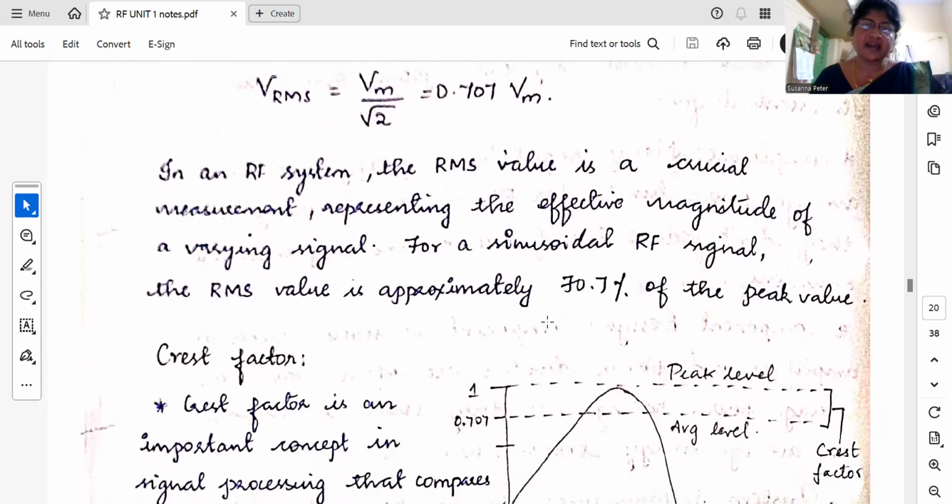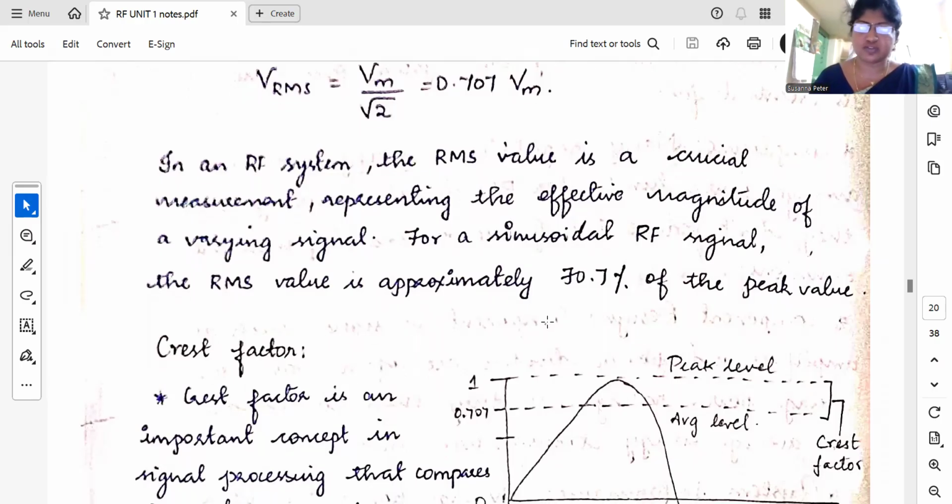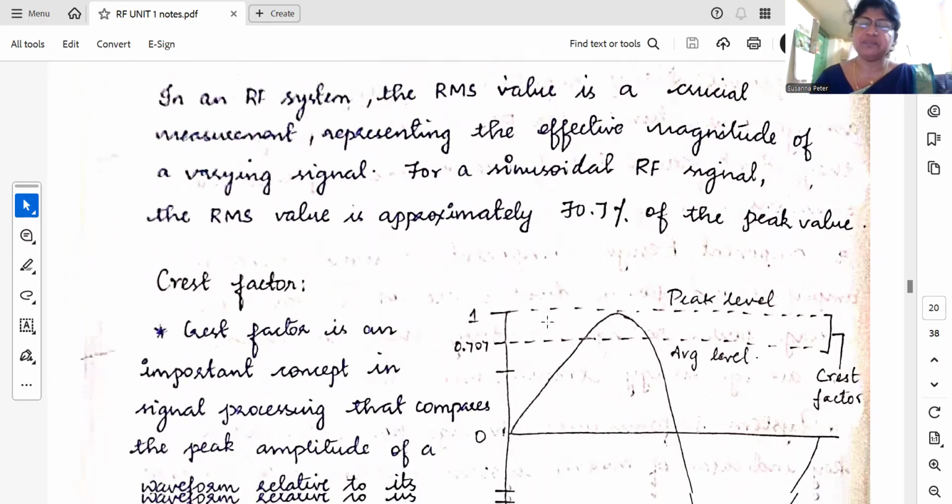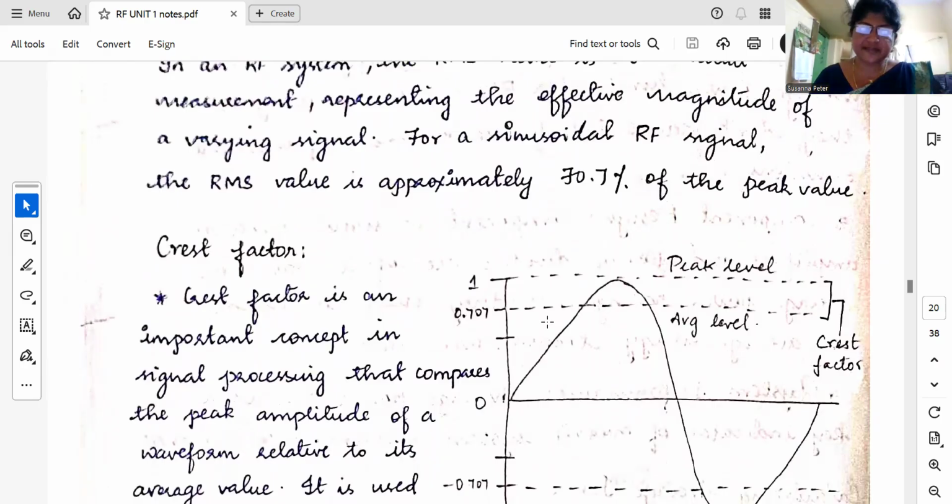Spectrum analyzers, you would have seen in your laboratory, and also power meters. Power meters, in your first year lab, you would have seen power meters. Fine. So for a sinusoidal RF signal, the RMS value is approximately 70.7% of the peak value. That should be known information. Clear? Next is our crest factor.